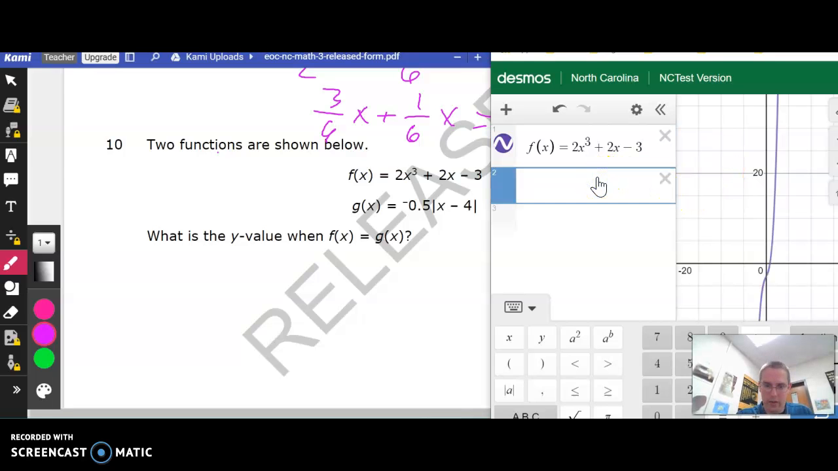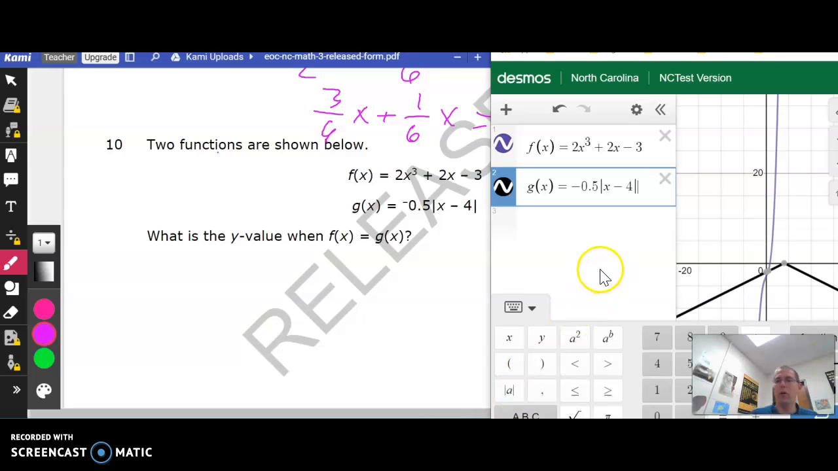And then this one is g of x equals negative 0.5 times the absolute value. If you're using a Chromebook, the absolute value bar is right under the backspace key. So you can do shift and the key right under the backspace will give you that bar, or you can pull it up on your menu. You can get the absolute value however you want.